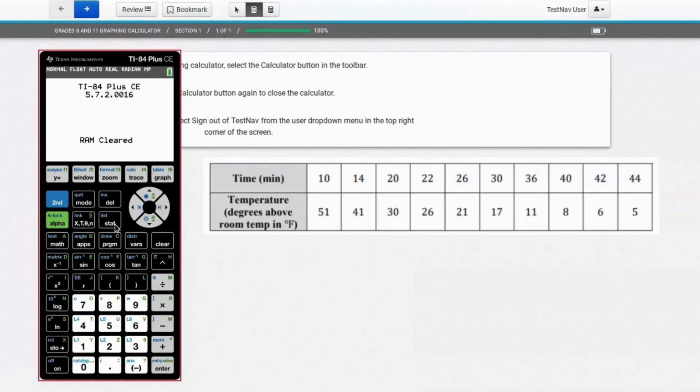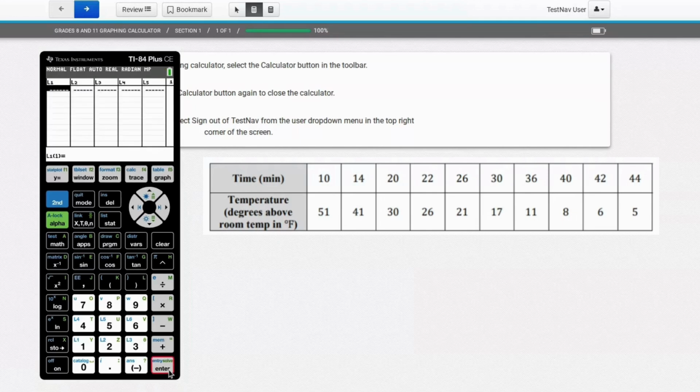All right, so exponential regression, we've done it before. It's just been a little while. Hit stat, hit edit, and then we're going to use 10, 14, 20, 22, 26, 30, 36, 40, 42, and 44. And let's go over here: 51, 41, 30, 26, 21, 17, 11, 8, 6, 5.